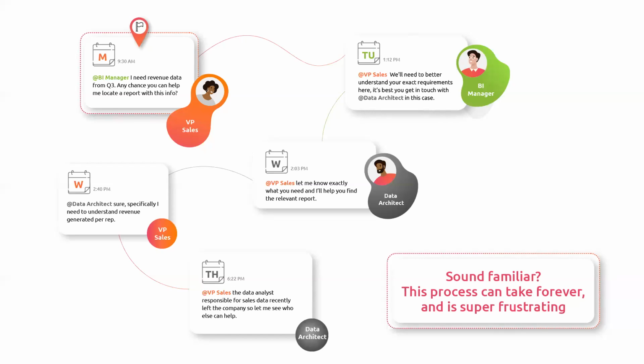This is a little sketch that I'm sure you guys can relate with, right? So for example, you've got a BI manager. He's looking for revenue data and he doesn't really know who he needs to reach out to. So he reaches out to a VP sales, for instance, who doesn't know where to find this data. He reaches out to the BI manager, who then refers him to a data architect, for example, to help him find the data that he needs.